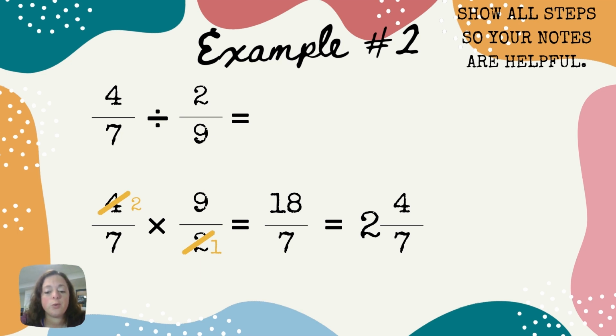Ultimately, our answer 2 and 4/7 is the answer to 4/7 divided by 2/9. So 2/9 is a fairly small amount. Well, 2 and 4/7 of that can fit into 4/7.